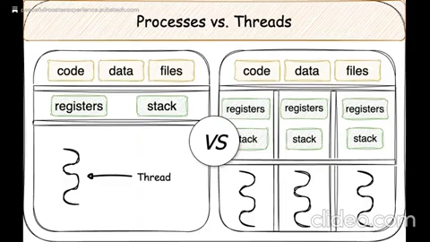The overhead is less. But as we discussed, those shared resources require careful management. Ah, yes, those roommate conflicts. So I'm curious, how does the operating system manage all of this complexity? It seems like a lot to juggle. Operating systems are incredibly sophisticated.